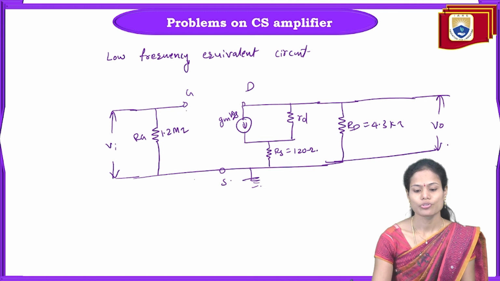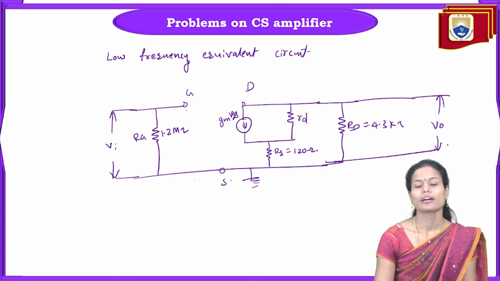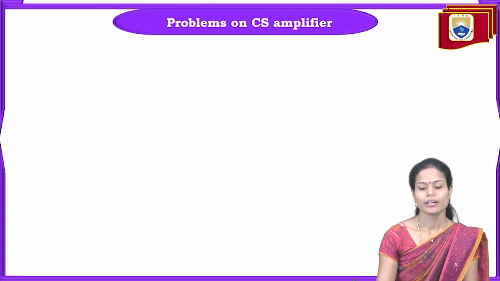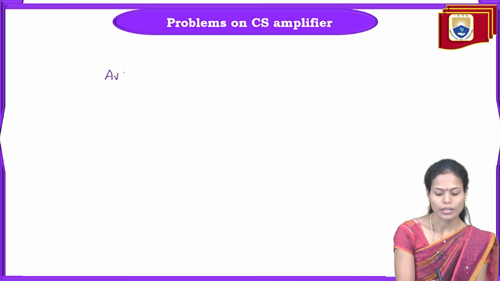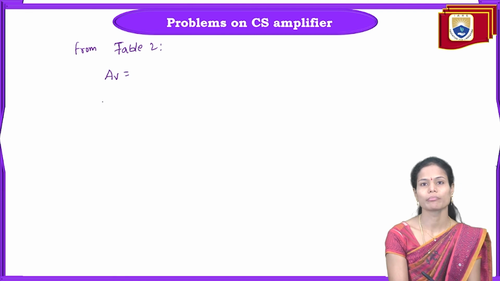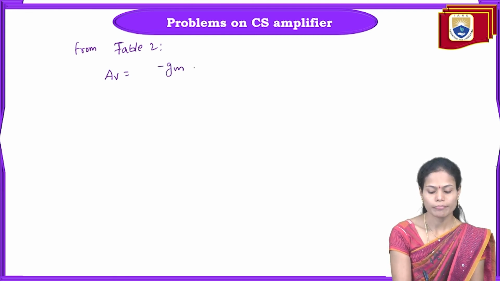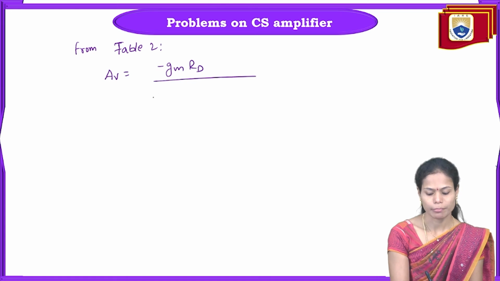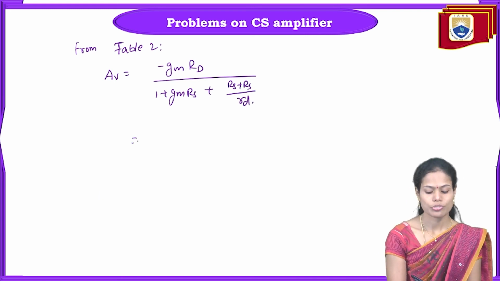This particular circuit shows that it is the self bias having partially bypassed source resistance. So in that case, we have to use the self biased common source amplifier formula. If we consider that formula from the self biased table, table 2 given in the previous slides, I am writing it as minus gm RD divided by 1 plus gm RS into (RS plus RD) by small rd here. So now substitute all the values.